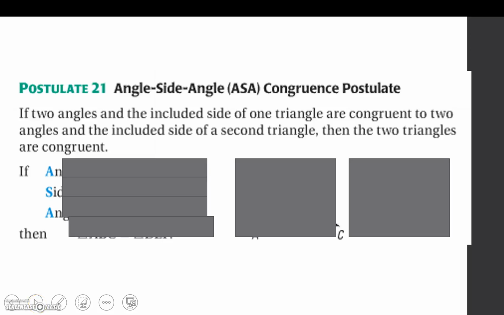So the first one is our angle-side-angle congruence postulate. We abbreviate that as ASA, which states that two angles and the included side of one triangle are congruent to two angles and the included side of a second triangle. Then the two triangles are congruent.